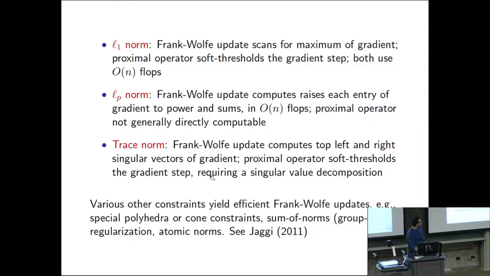And for the trace norm, the proximal operator, as you learned when we talked about proximal gradient, still requires an SVD. So either projection or prox operation is expensive for the trace norm. It's much cheaper for Frank Wolfe. So I'm just trying to say it really is a fair comparison.